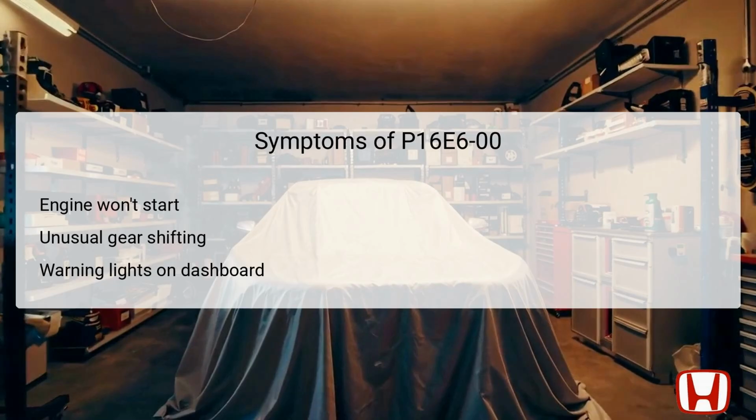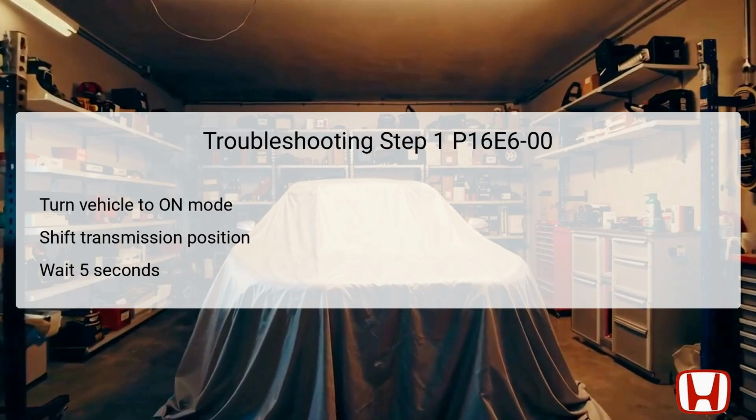Another potential symptom includes unusual gear shifting behavior, where the vehicle may hesitate or jerk when changing gears. Drivers may also notice warning lights illuminated on the dashboard, indicating a transmission issue. These symptoms collectively point towards a malfunction in the transmission range switch circuit and necessitate immediate attention to avoid further complications.